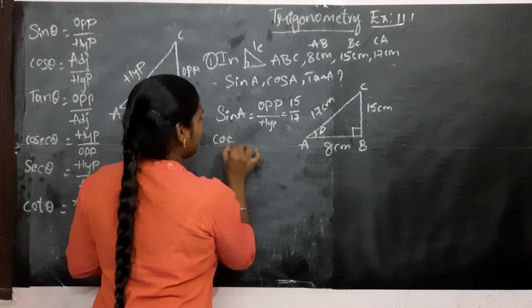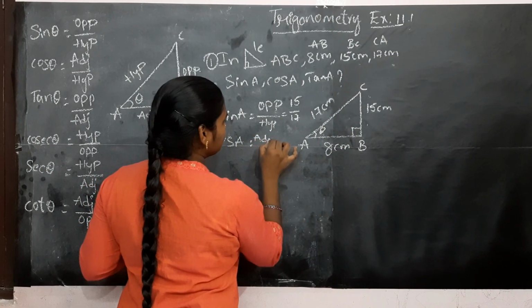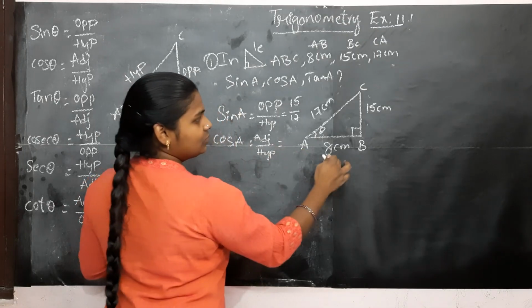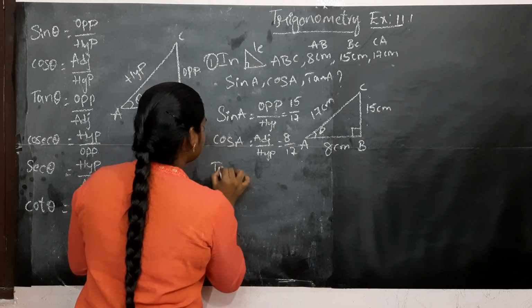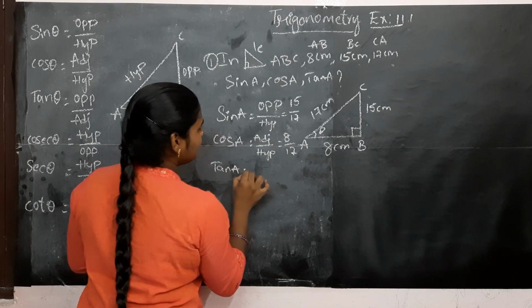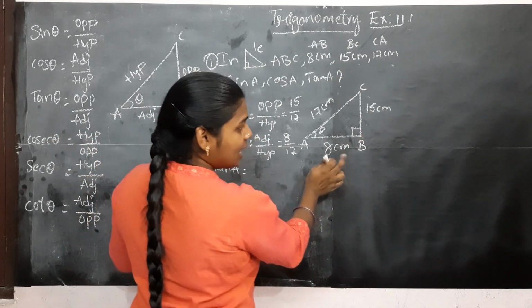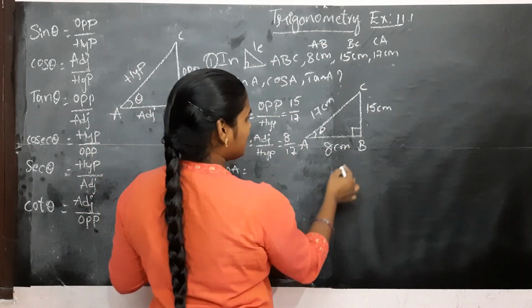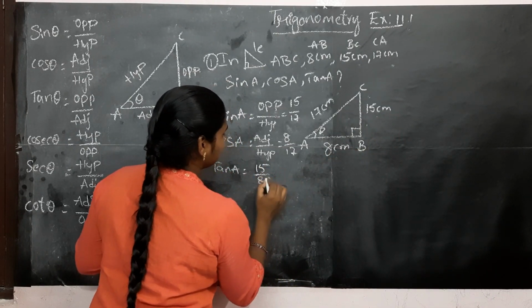Then cos A. Cos A is nothing but adjacent by hypotenuse, which is equal to 8 by 17. And tan A is nothing but, you can figure it out directly from the formula, which is opposite by adjacent or sin A by cos A. Anyway, you will get the same answer. So opposite by adjacent is 15 by 8.